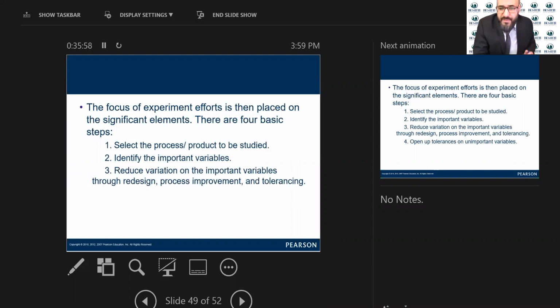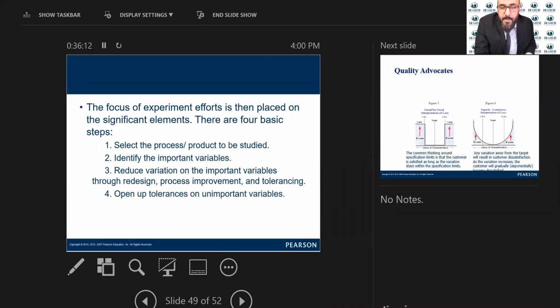Number three, reduce the variation on the important variables through redesign, process improvement, and tolerancing. Again, once we study these factors, we need to improve the process by controlling these variables. Number four, open tolerances for unimportant variables. So if there are any unimportant variables, you don't have to worry about them.